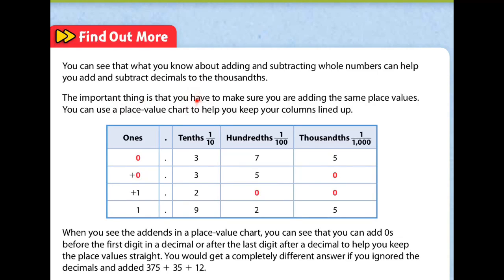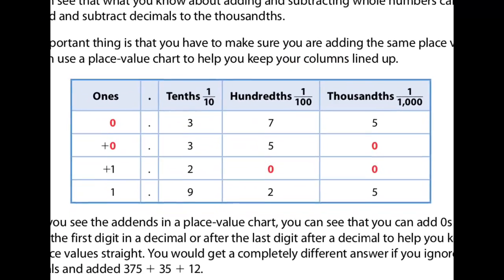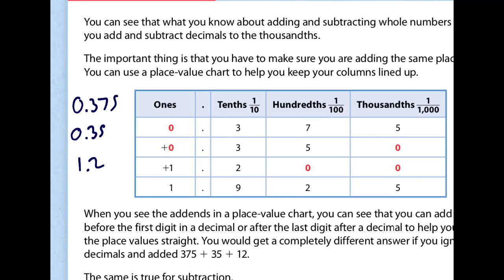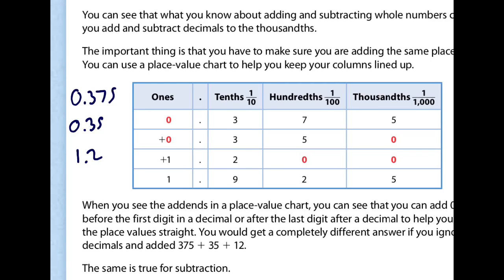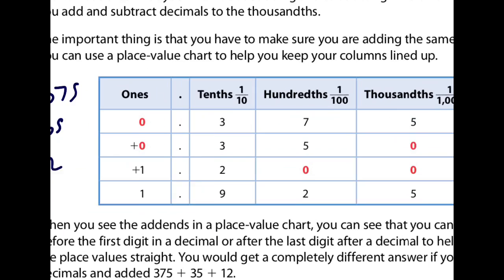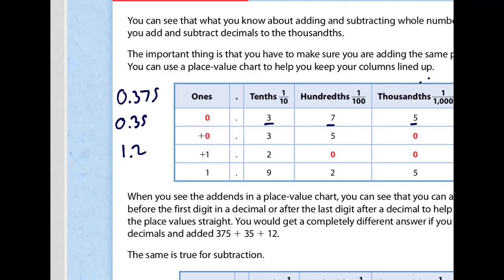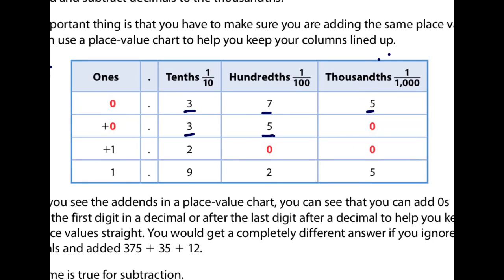The important thing is that you have to make sure you are adding the same place values. You can use a place value chart to help you keep your columns lined up. Now remember our numbers before in our addition problem when we were adding up 0.375, 0.35, and 1.2. They are saying is you can keep them lined up like that because the 3 is in the tenths place, 7 is in the hundredths, 5 is in the thousandths. For 0.35, it's 35 hundredths, 3 is in the tenths, 5 is in the hundredths, and then you add a 0 in the thousandths.